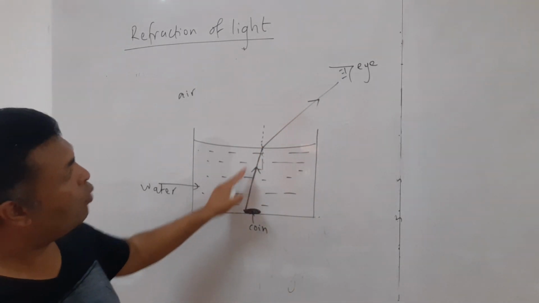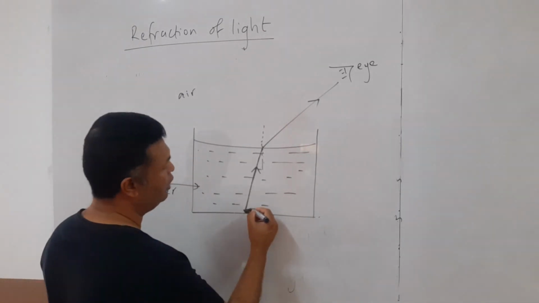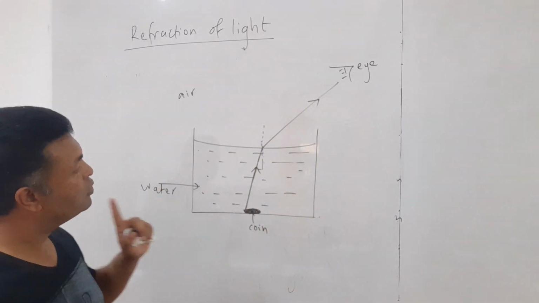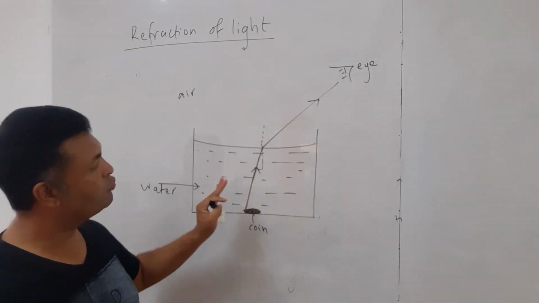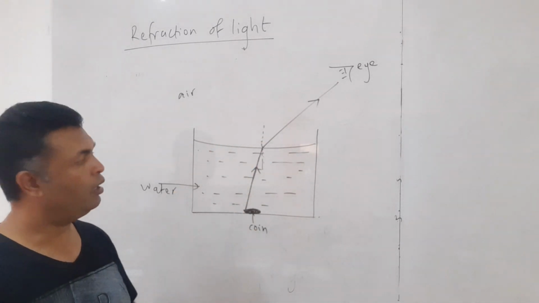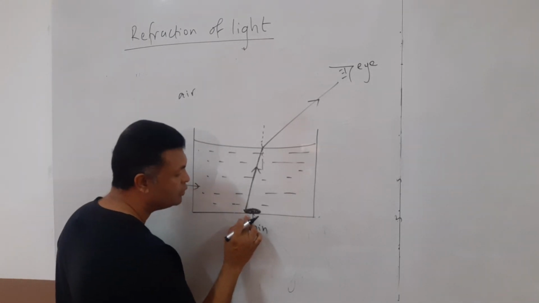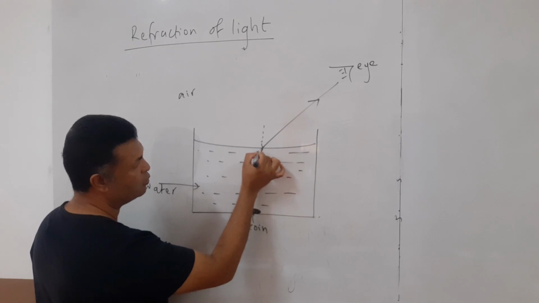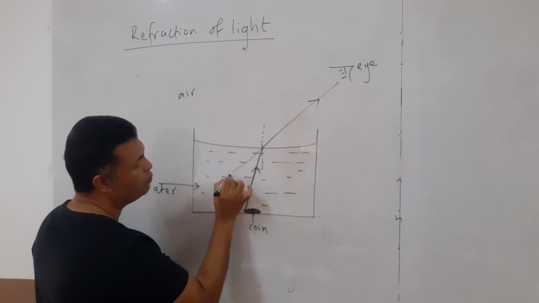So, this is how we draw the ray of light. Now, if I want to draw a second one, I can as well, for example, from here, etc. But for now, I just drew one ray of light to show you what happens when it moves from water to air. Now, if I have to draw the image of the coin, what I do, I just extend this with a dotted line, and the coin will be formed here.